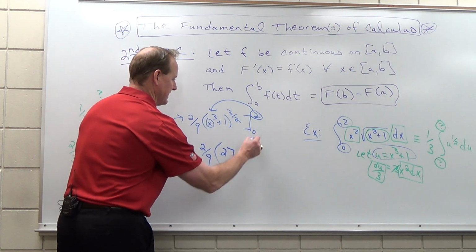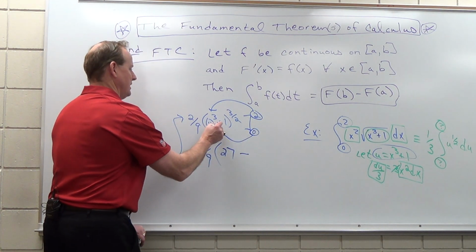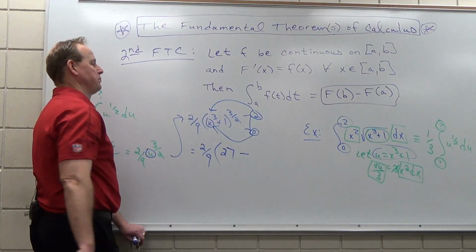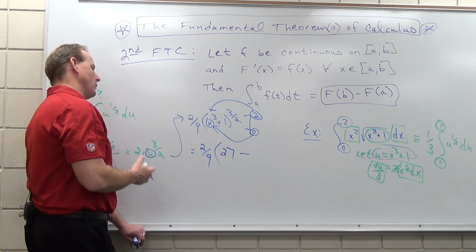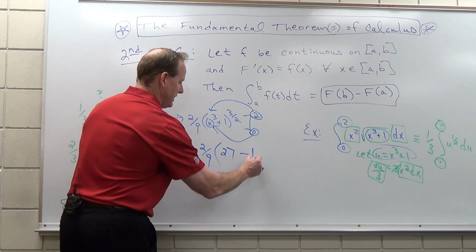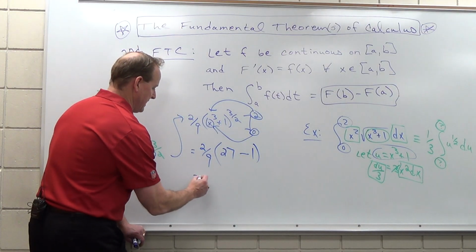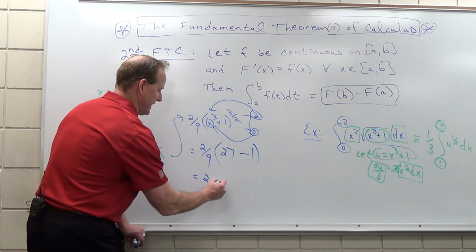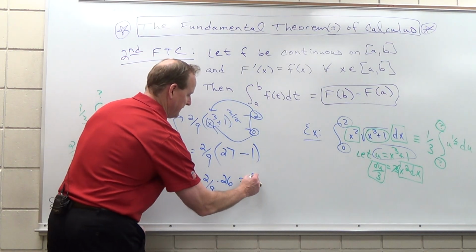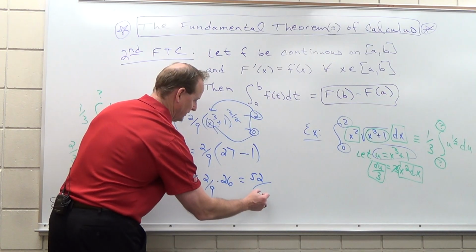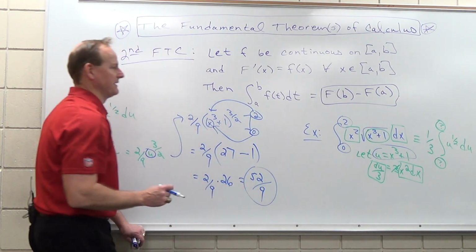And then minus, if I plug in 0 here for x, 0 cubed plus 1 doesn't go away. It's 1 to the 3/2 power. Of course, the square root of 1 is 1. 1 cubed is 1. So it's 27 minus 1. So this equals 2/9 times 26, which ends up being 52 over 9 for that definite integral.